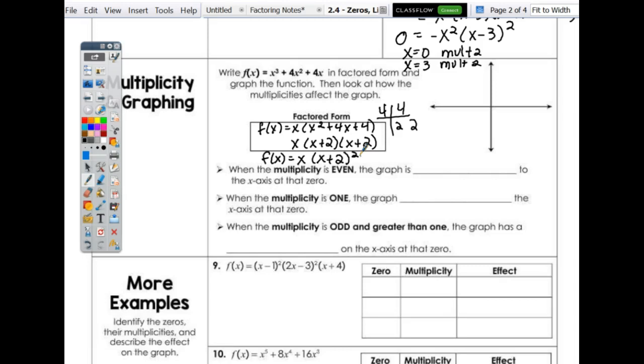So when the multiplicity is even, the graph is tangent to the x-axis and it's a bounce. When the multiplicity is 1, what do we say happens when it's 1? It goes right through the axis, right? So it intersects the axis. And if it's greater than 1, then it's a point of inflection if it's odd.